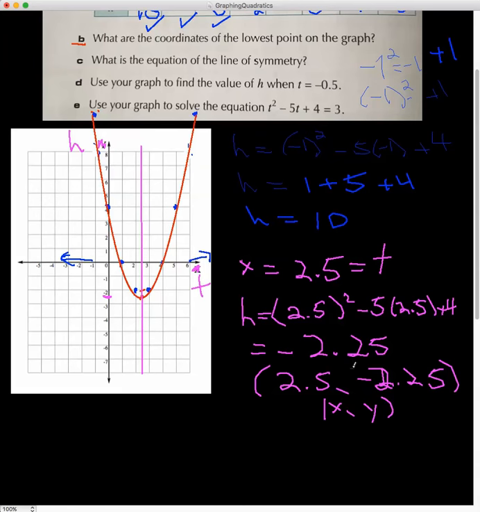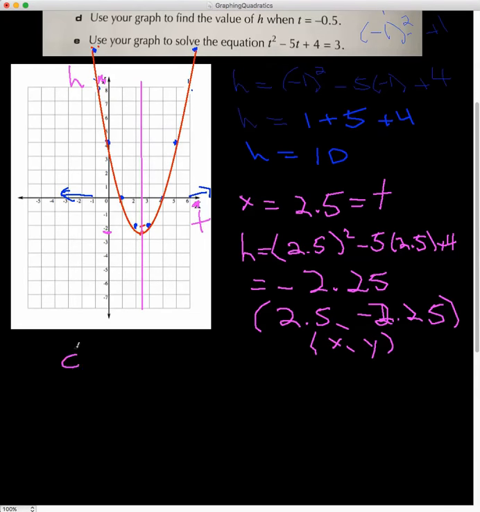All right, so that's part B. What is the equation of the line of symmetry? Well, this is the line of symmetry here, right? This line that cuts us perfectly in half, this is called the line of symmetry. And the equation for that always should be x is equal to something. It's x is equal to the number on the x-axis that cuts us in half perfectly. Well, we figured out that already, or haven't we? We figured out that t is equal to 2.5 cuts this perfectly in half.